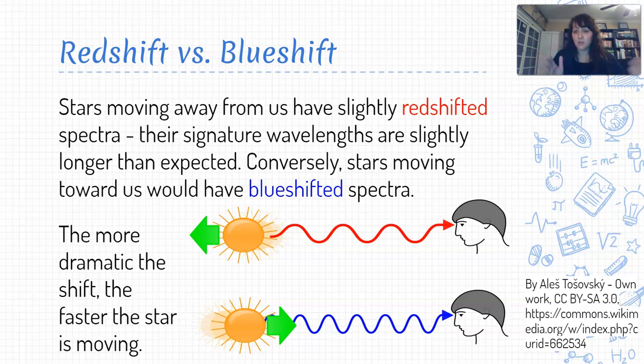And the more dramatic that shift is, the more our wavelengths are pushed over on our spectrum, the more quickly that object is moving away from us. Okay, hang on to that information. That's going to be really important. We're going to circle back over there, but I just wanted to do a little review up front.